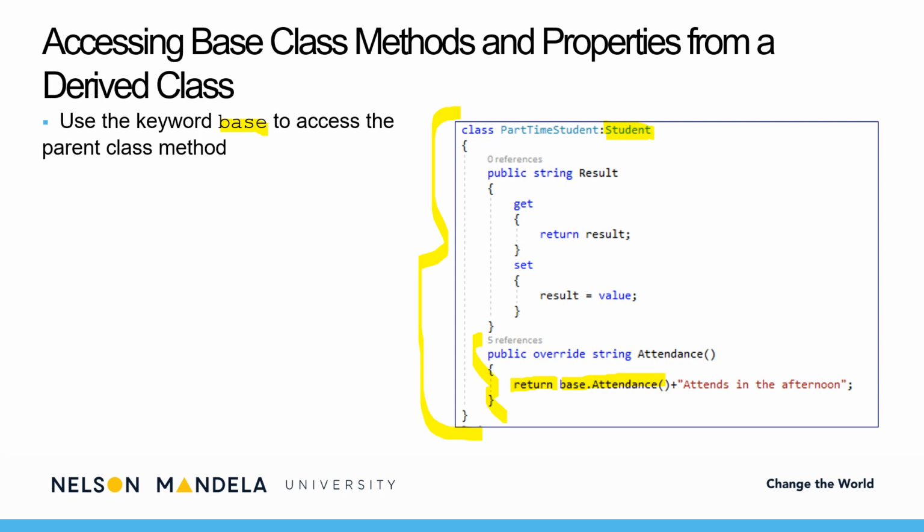In the student class, the attendance method was nothing. It was just two double quotes. But now we want to say plus attends in the afternoon. So the actual implementation of this method will be anything that is in the base method plus attends in the afternoon.